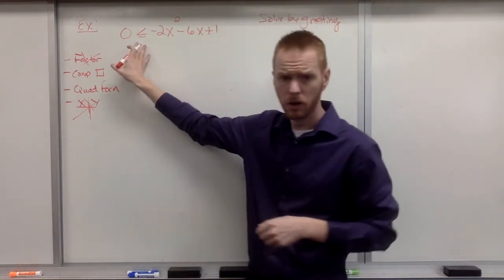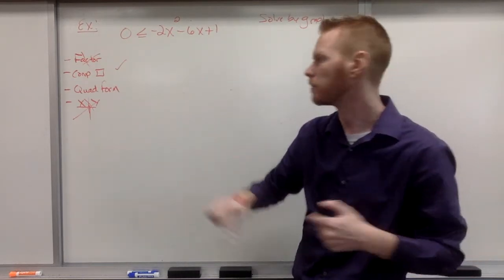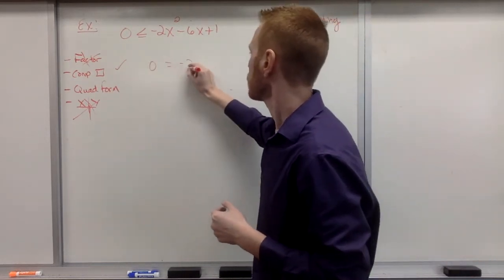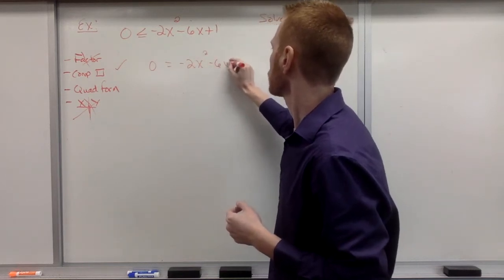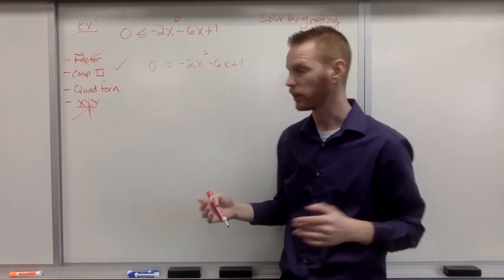Now, this inequality symbol, I'm going to ignore it temporarily. I'm going to need it for the very end of the problem. I'm going to just write it as 0 equals -2x squared minus 6x plus 1. The goal is, what are the solutions? That's all I care about currently.